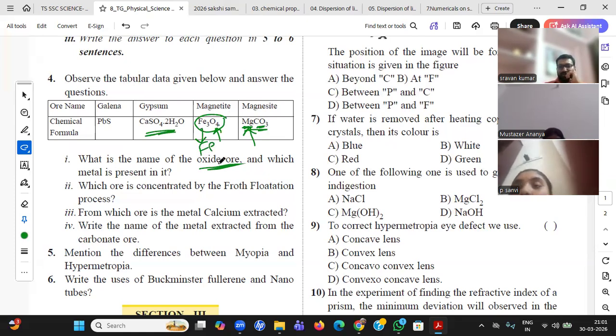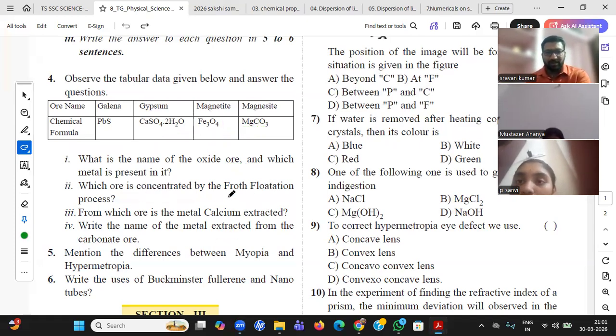So, what is the name of oxide ore? You should say magnetite. And which metal is present in it? You should say iron is present in it. Okay. So let me see. Ananya gave the answer. Very good, Ananya. Right answer. Magnetite ore and iron is present in it.